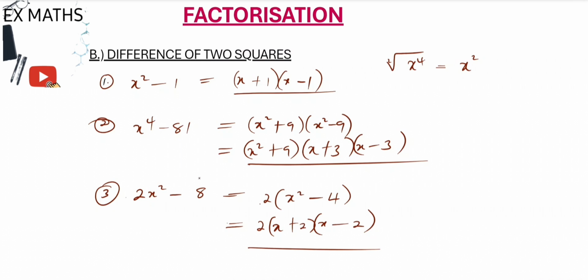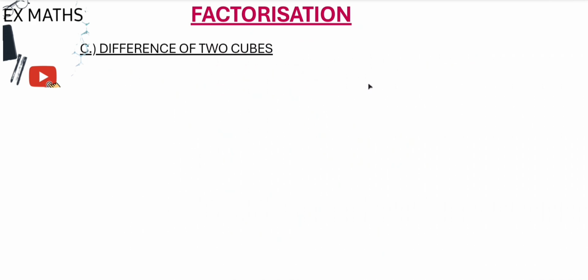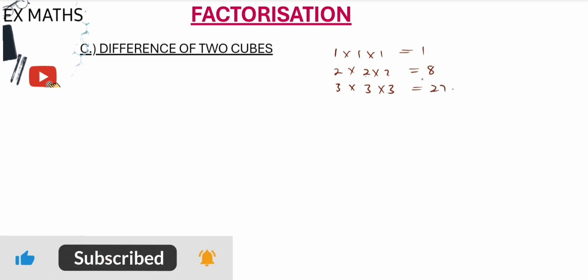Let us go to difference of 2 cubes. Let us start by seeing what is a cube number. A cube number is a number that you obtain after multiplying a certain number 3 times. For example, if we multiply 1 times 1 times 1, we still get 1. 2 times 2 times 2, we get 8. It was 2 times 2 is 4, 4 times 2 is 8. Then 3 times 3 times 3, it is also 27. So these are examples of cube numbers.